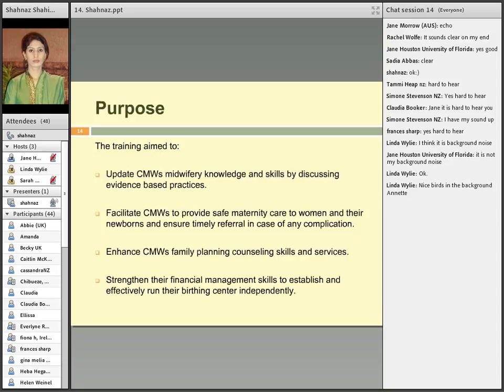This training aimed to update community midwives' knowledge and skills by discussing evidence-based practices, and to help CMWs provide safe maternity care to women and their newborns and ensure timely referral in case of any complication. It also aimed to enhance their family planning counseling skills and services. Moreover, it strengthened their financial management skills to establish and effectively run their own birthing centers independently. Once they get their diploma, they go to their respective communities and are responsible for having their own birthing centers, so financial management skills are very important.